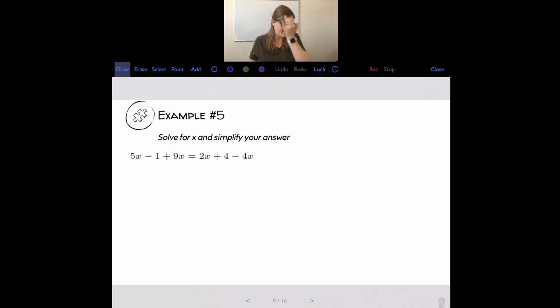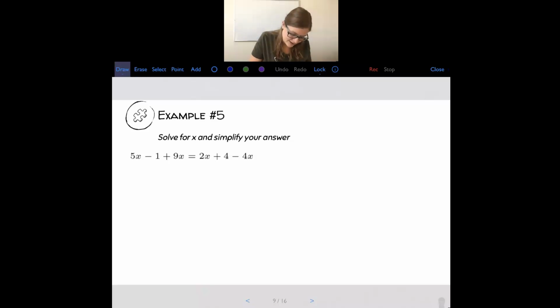Solve for x and simplify your answer. So there's different ways that you can approach solving an equation. You can start moving variables from one side to the other right away. What I like to do is condense each side or simplify each side as much as possible. So when you're working on the same side of an equation, you're combining like terms. Okay, the signs are changing when you start to move things from one side to the other.